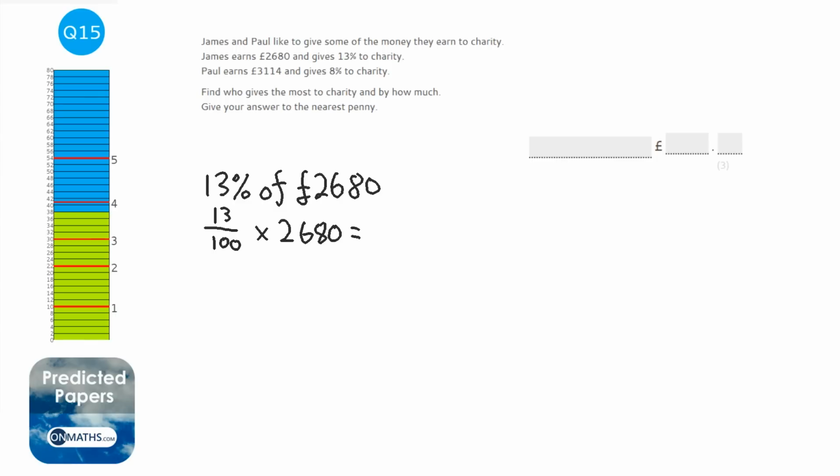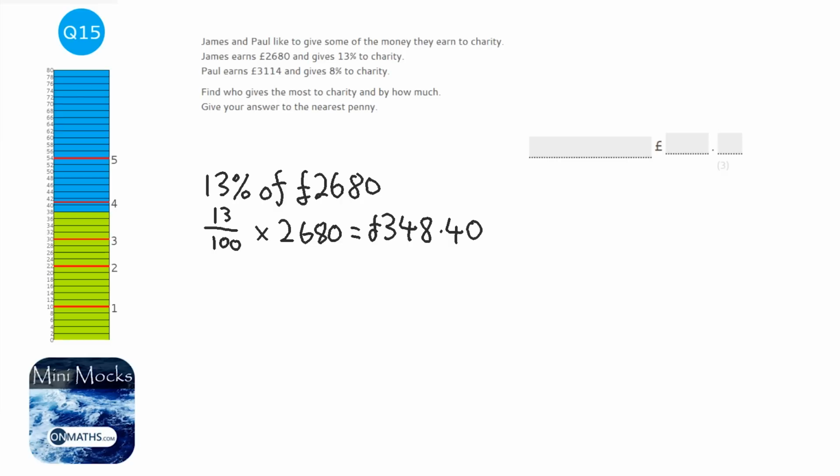It might give you a fraction, just press the S to D button, and that gives me 348.4. And in money, that's £348.40, because obviously we do 2 decimal places for money. And I haven't shown the examiner who that is, so I'm just going to show the examiner that that's James we're working out. So on to Paul next.